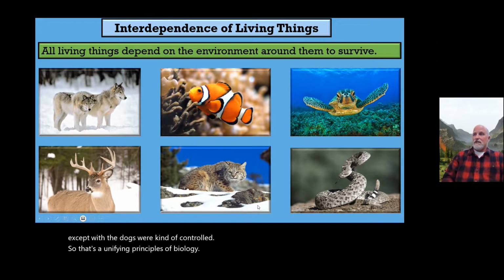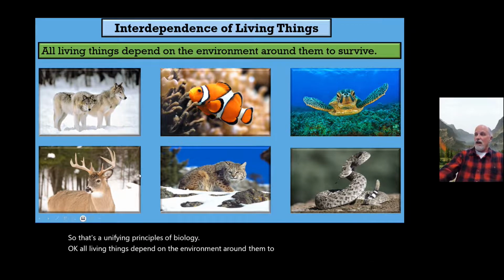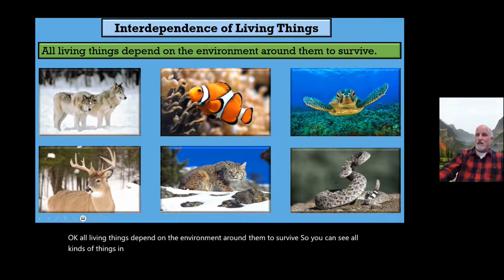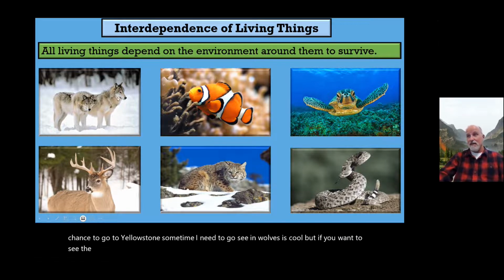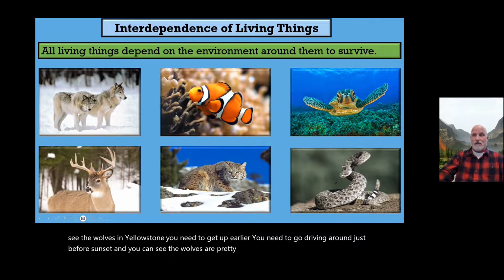Okay, all living things depend on the environment around them to survive. So you can see all kinds of things in the environment. Like here, these wolves, this is in Yellowstone. And if you haven't got a chance, go to Yellowstone sometime, you need to go. Seeing wolves is cool, but if you want to see the wolves in Yellowstone, you need to get up early, or you need to go driving around just before sunset. And you can see the wolves. They're pretty cool. But they're pretty elusive too. They don't care too much to see us. It helps if you have some binoculars or a spotting scope.